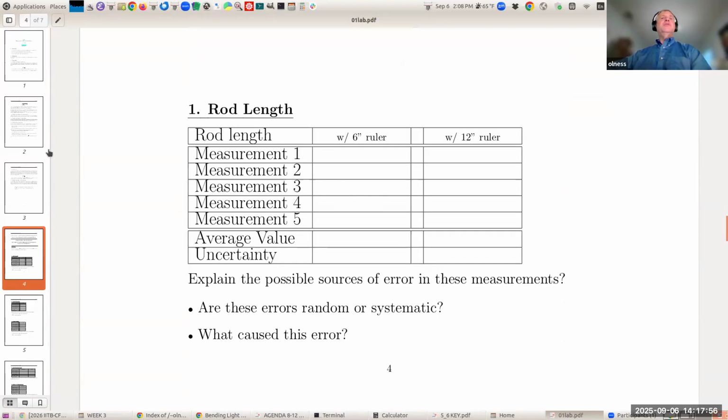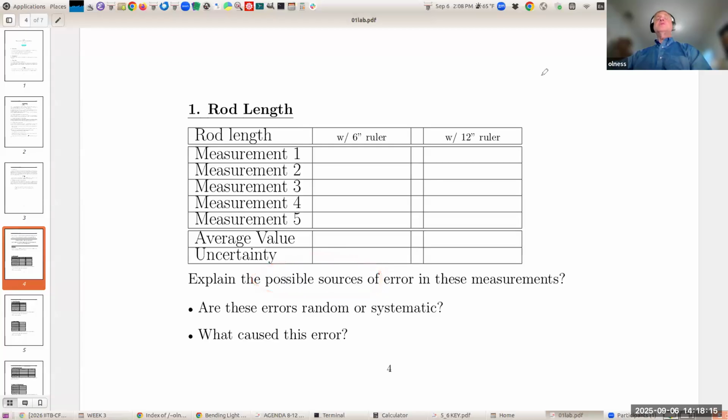The first thing we had you do is measure the rod length. And so here in the rod, we gave you a 6-inch ruler first and a 12-inch ruler. And with the 6-inch ruler, we gave you something that was more than 6 inches long, so you actually had to do this in pieces. So that's one possible source of error.